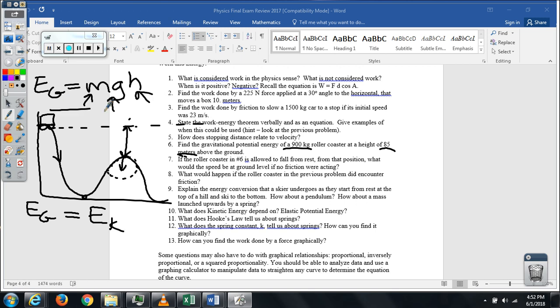If you already calculated what EG is from that formula up there, then since EK equals 1/2 mv squared, you can now solve for v.